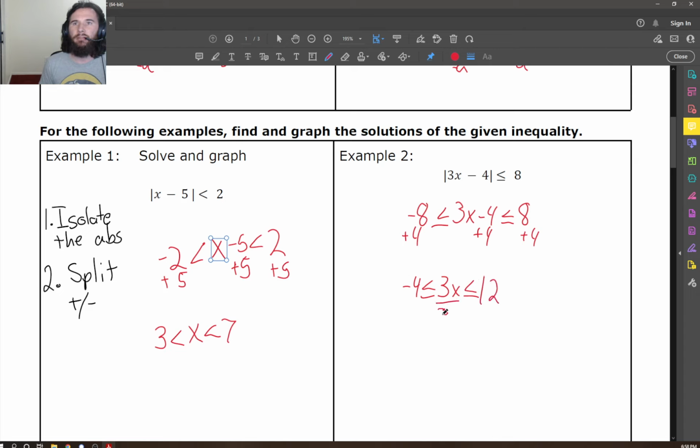And now we divide everything by 3. Just think of it like before, when it was an equation, anything that happened on one side, you did to the other side. Now, anything that happens in the middle, you do to both sides. So we're dividing by 3. We get negative 4/3 is less than or equal to x, which is less than or equal to 12 divided by 3, which is 4.